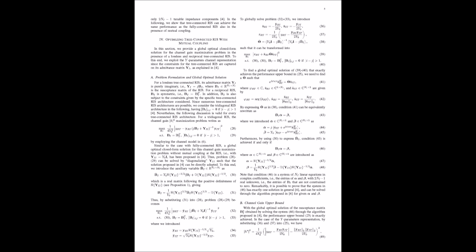Fewer connections overall, which probably makes it easier to handle in practice. Right, and it turns out that the Y matrix, which is based on admittances, is a better fit for describing the signal flow in this kind of setup. Okay, so we've got our model's Z matrix for fully connected, Y matrix for tree connected. But how do we actually use these to find the best possible RIS configuration?